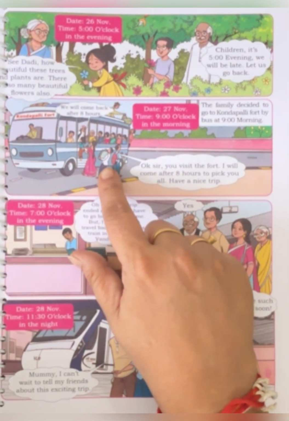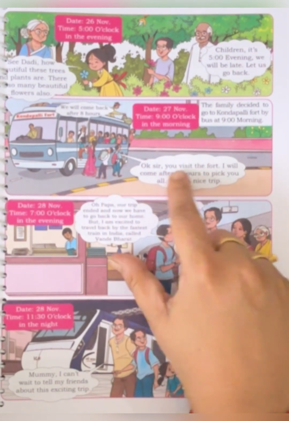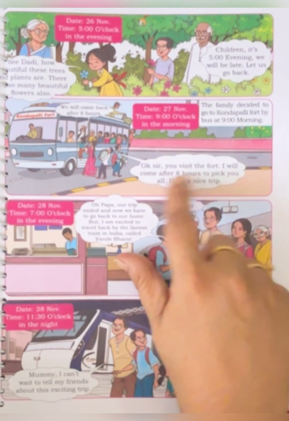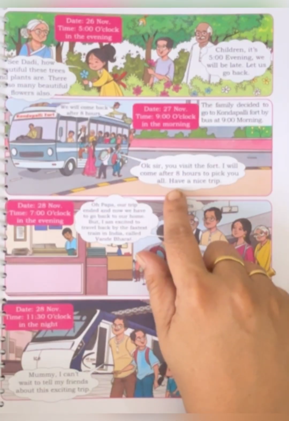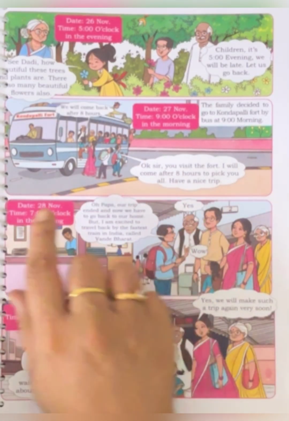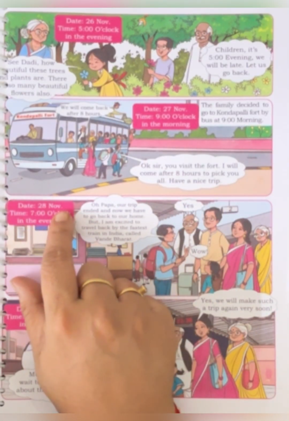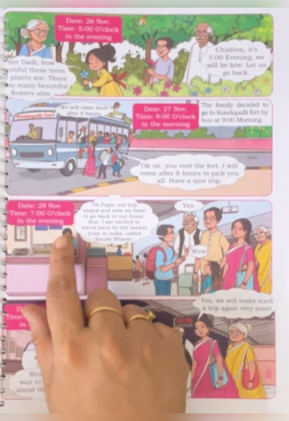So here the luggage carrier or the servant is telling, okay sir, you visit the fort. I will come after 8 hours to pick you all. Have a nice trip. Next date 28th November, time 7 o'clock in the evening.